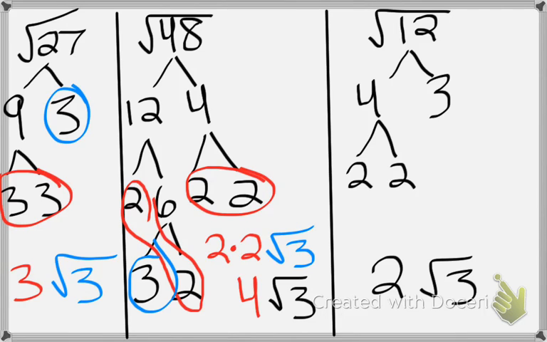4 is 2 times 2. Well, we have a double of 2's, so we have a 2 on the outside. 3 does not have a friend to play with, so 3 is stuck on the inside. So 2 times square root of 3. I was just trying to explain 2 different ways to simplify, ways of thinking of it.